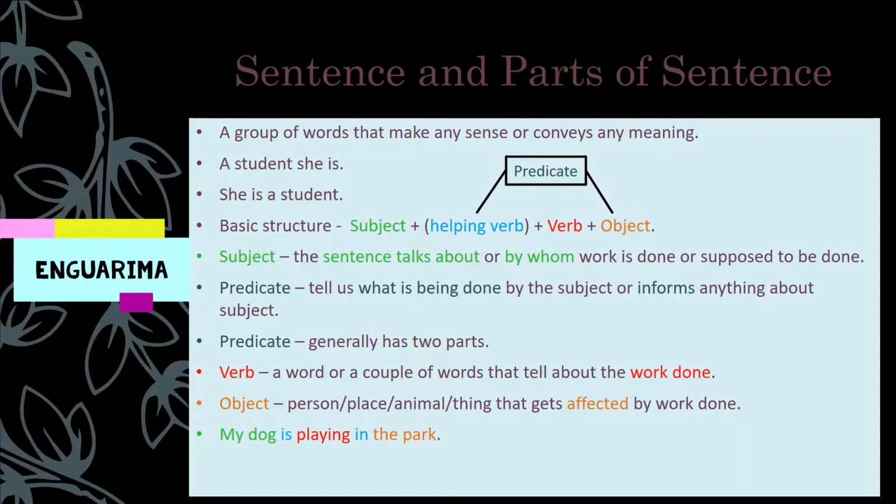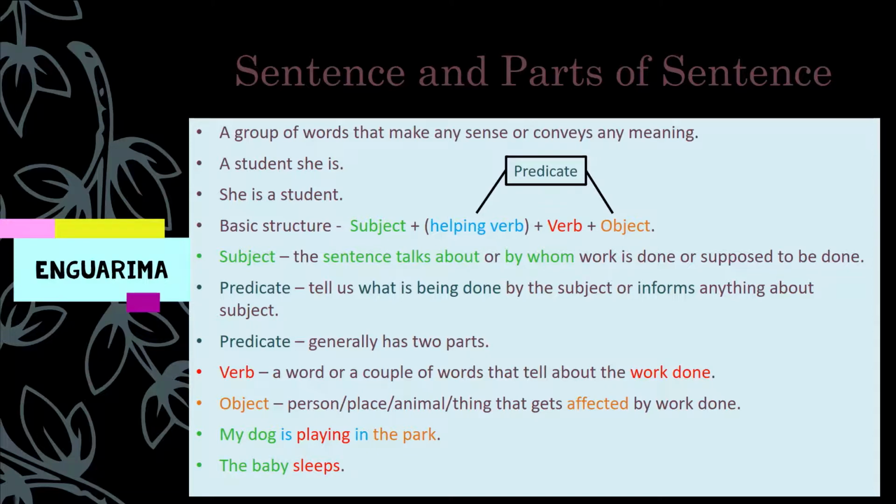My dog is playing in the park. So here my dog is the subject. Why? Because it is doing some kind of work. Is is a helping verb. What is a helping verb? A helping verb does the work of connecting two parts of the sentence. So here in this example it is connecting my dog with playing. So is is a helping verb. Then playing is the verb because it is telling about the work done. In is again a helping verb. The park is the object because it is obvious that my dog will affect the park.